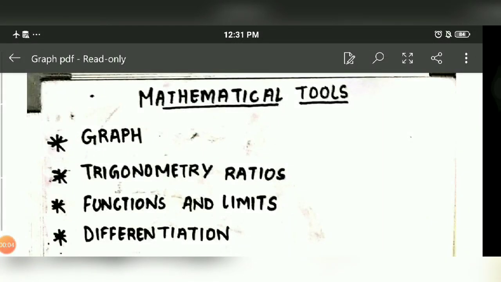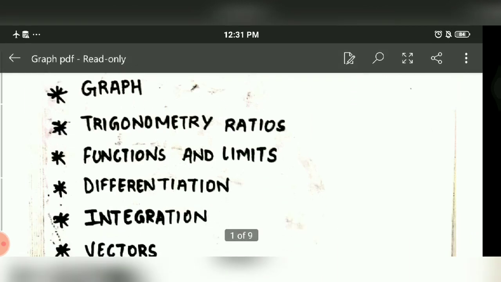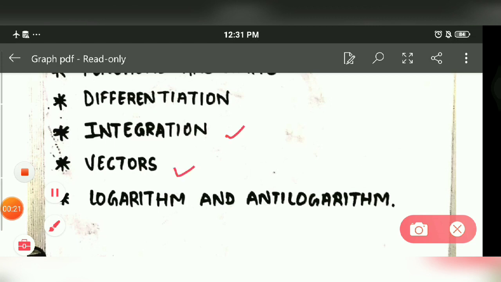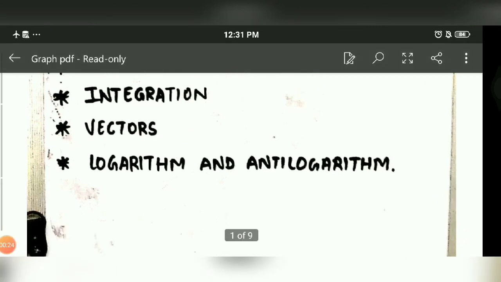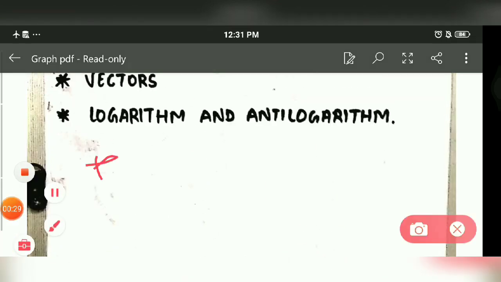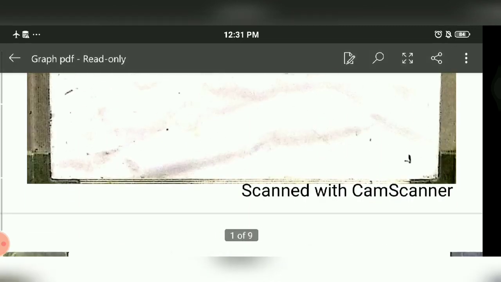So let's start our next video of mathematical tools, and the rest of the topics that we have to cover: graph, trigonometric ratio, function and limit, differentiation, integration, vectors, log and antilog, and also we have to cover some general terms and formulas.